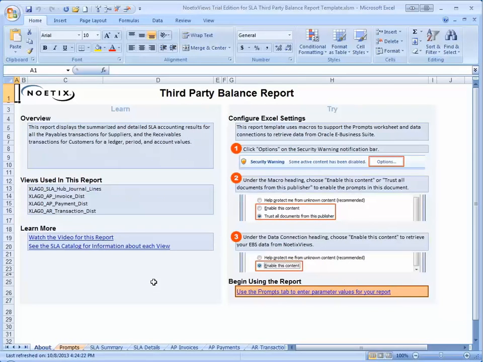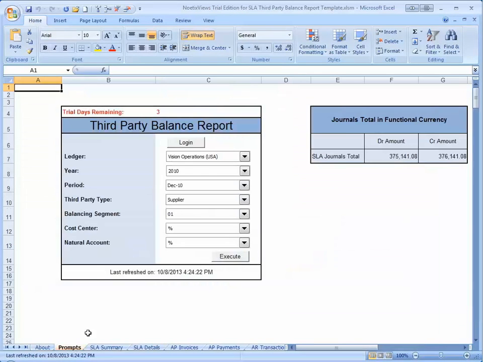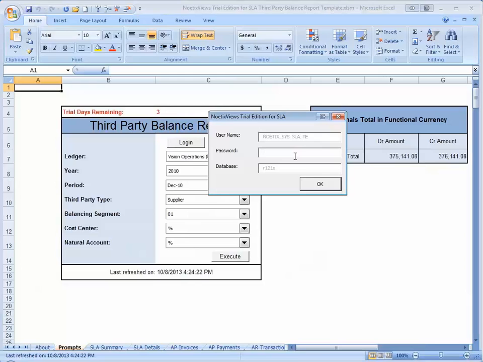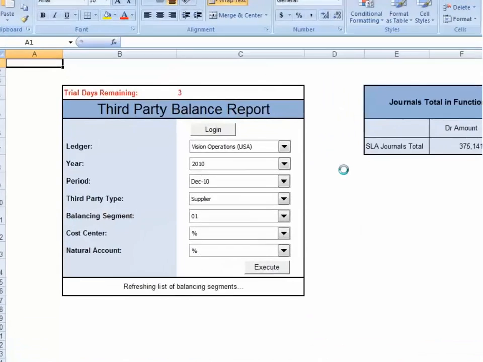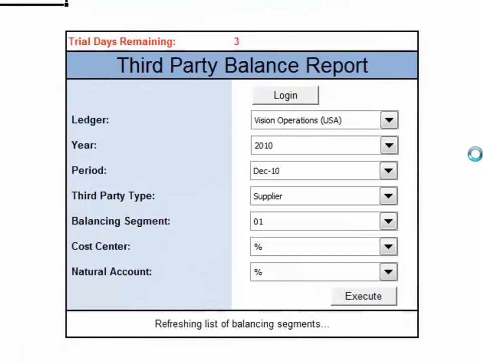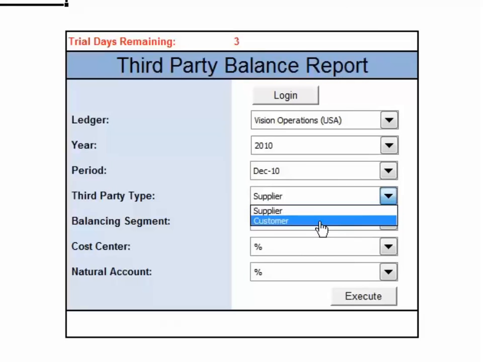Let's go to the Prompts tab and run the report. First, you must log in. Next, make your parameter selections. This report requires a value for a ledger, a year, a period, and a third-party type. The choices here are supplier and customer. Let's run it this time for customer.